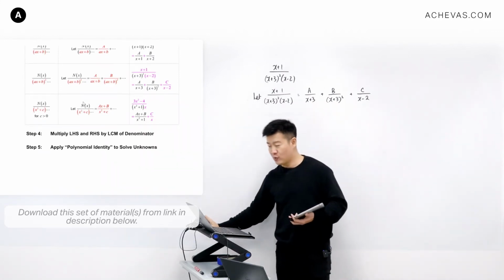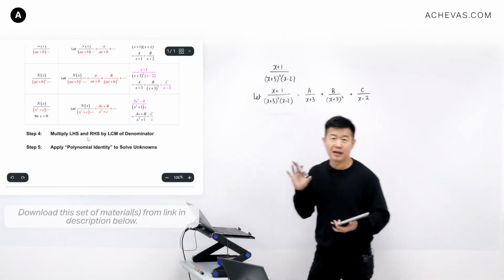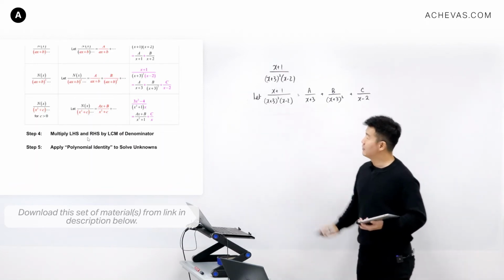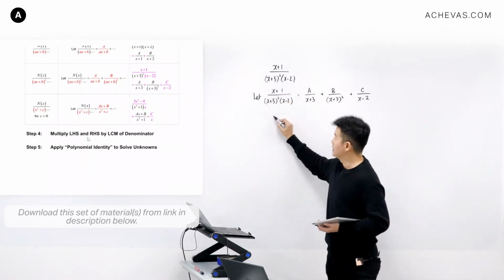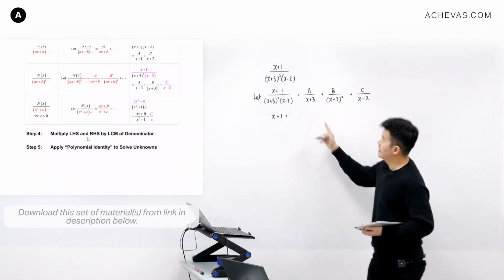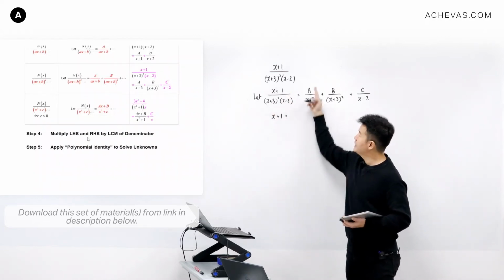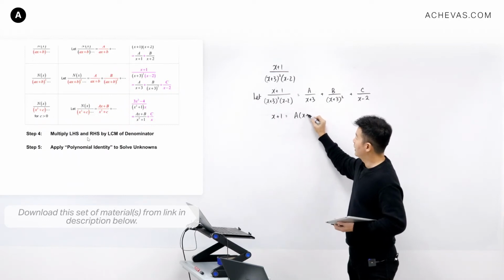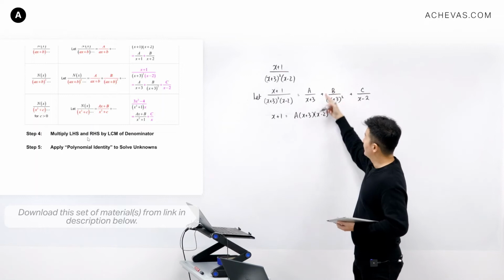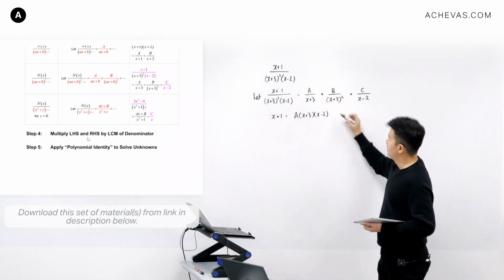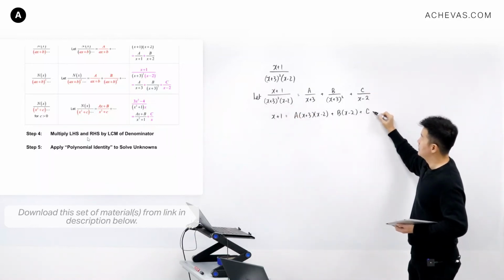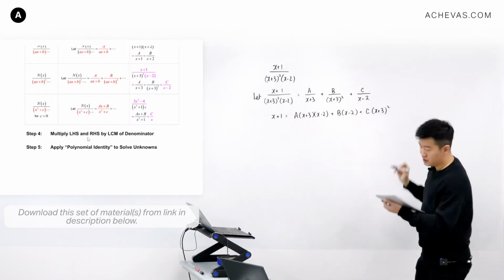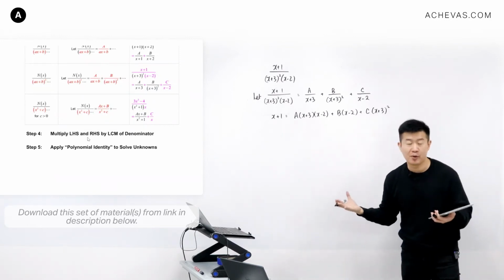And to do that, step 4, we are going to multiply this entire equation by the LCM of the denominator, which is (x plus 3) square multiplied by (x minus 2). So on the left hand side, we are just going to get x plus 1. And on the right hand side, this multiplied by this, we're going to have A of (x plus 3)(x minus 2). And this multiplied by the denominator is going to be plus B of (x minus 2). And for this, if I were to multiply by the denominator, this expression will become C of (x plus 3) square. And we are going to try to solve this polynomial identity.